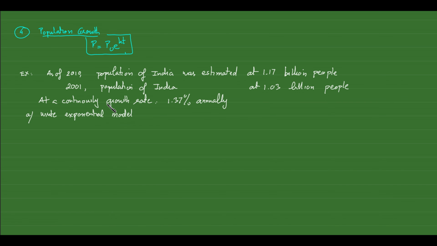Okay, write an exponential model representing the population of India. Alright, so let's see how we do this. Let's do it one by one, okay? So where t is the number of years after 2001.